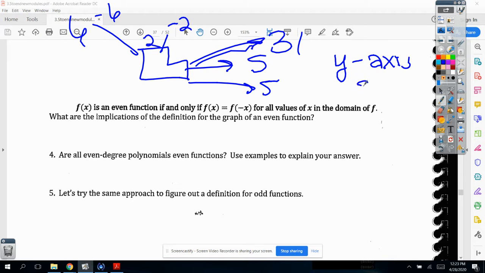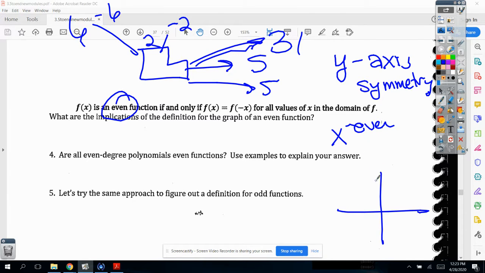They have y-axis symmetry. Now, some kids think, oh, because the word even is there, everything with the x to the even number is going to be an even function. And that's only true if you move it up or down, like this or this. But if you move it left or right at all, it will not have y-axis symmetry anymore. Because if I plug in 7 here and -7, I'm not going to get opposites. Okay? So, y-axis symmetry for evens.